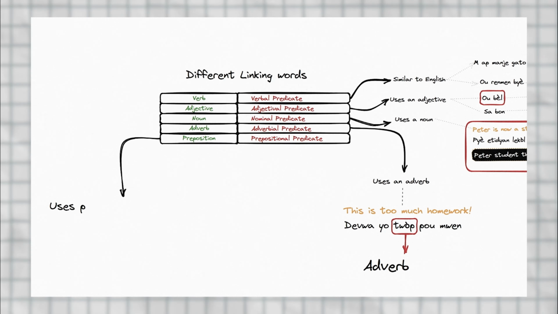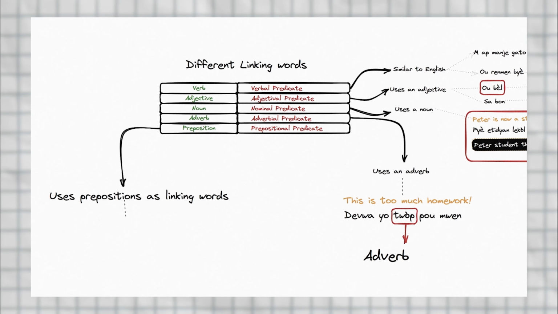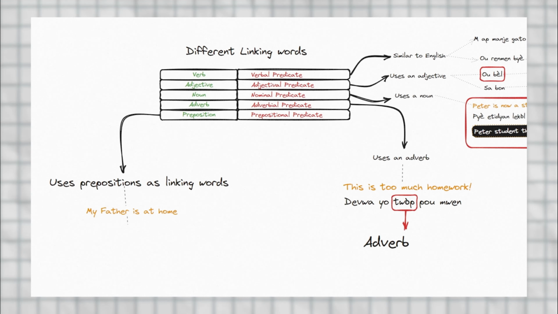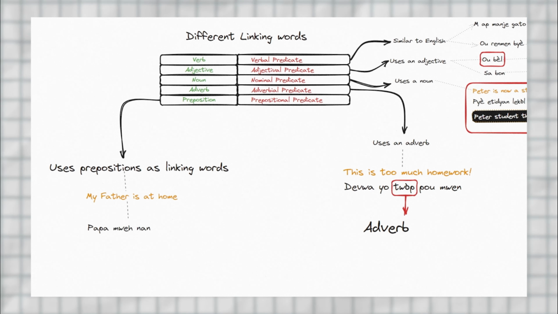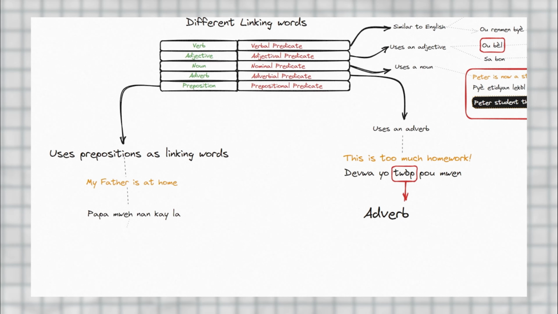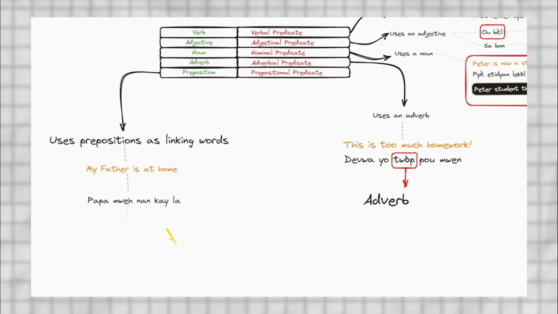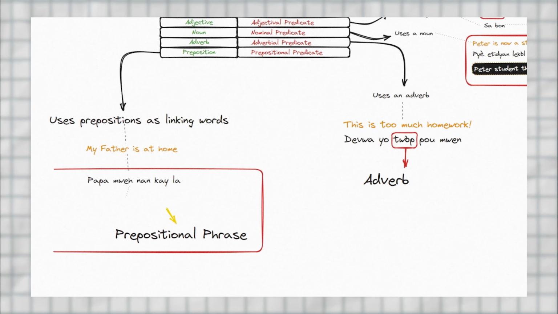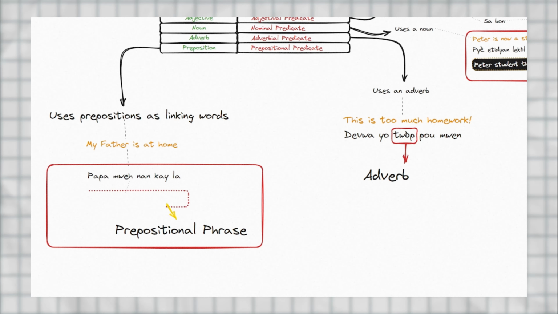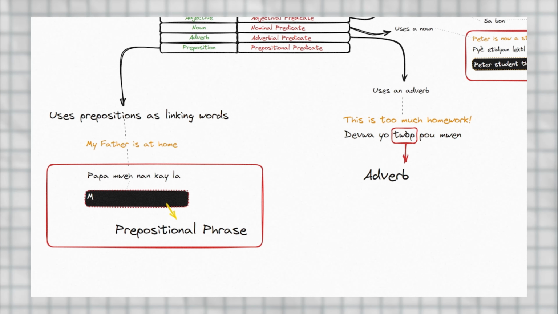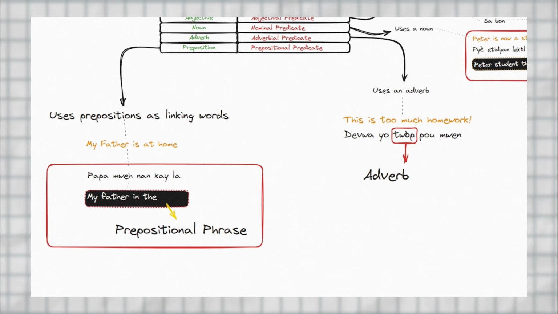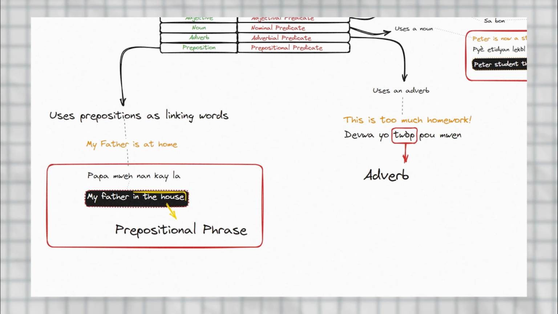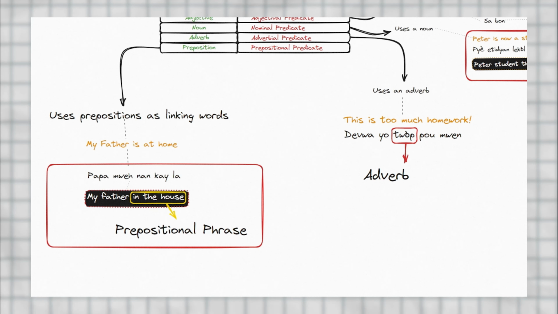And last but not least, we have prepositional predicates, which allow us to use prepositions as their linking words. So let's say I want to translate the sentence, my father is at home. This would be Papa mwen na kaila, which literally means my father in the house. There's no verb, just in the house, as a prepositional phrase.